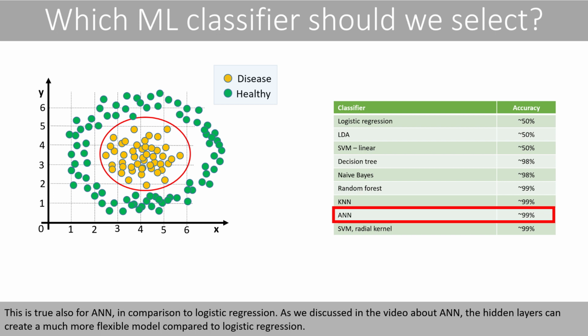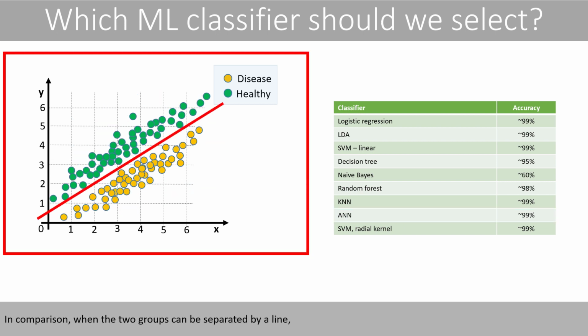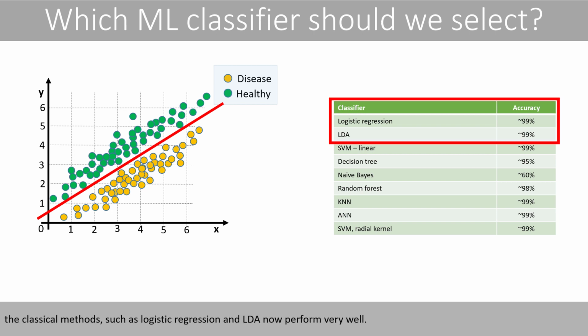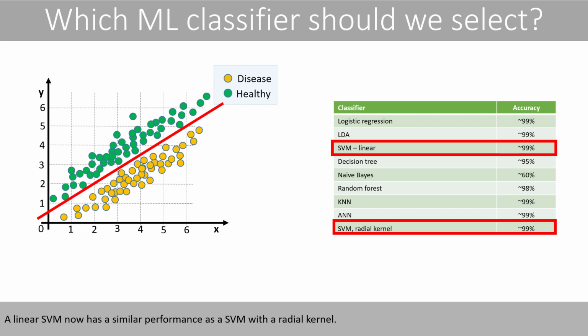As we discussed in a video about neural networks, the hidden layers can create a much more flexible model compared to logistic regression. In comparison, when the two groups can be separated by a line, the classical methods such as logistic regression and LDA now perform very well. A linear support vector machine now has a similar performance as a support vector machine with a radial kernel.